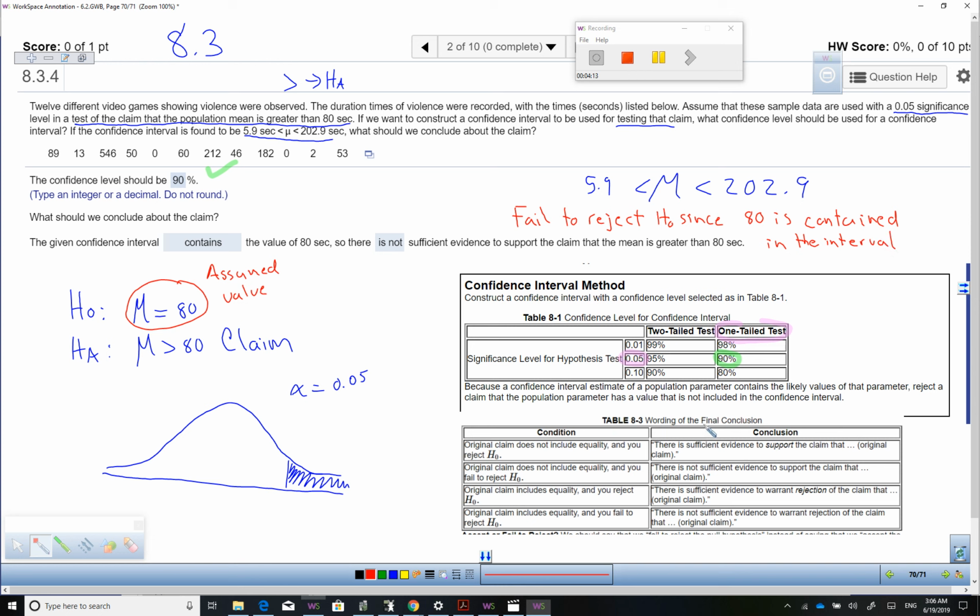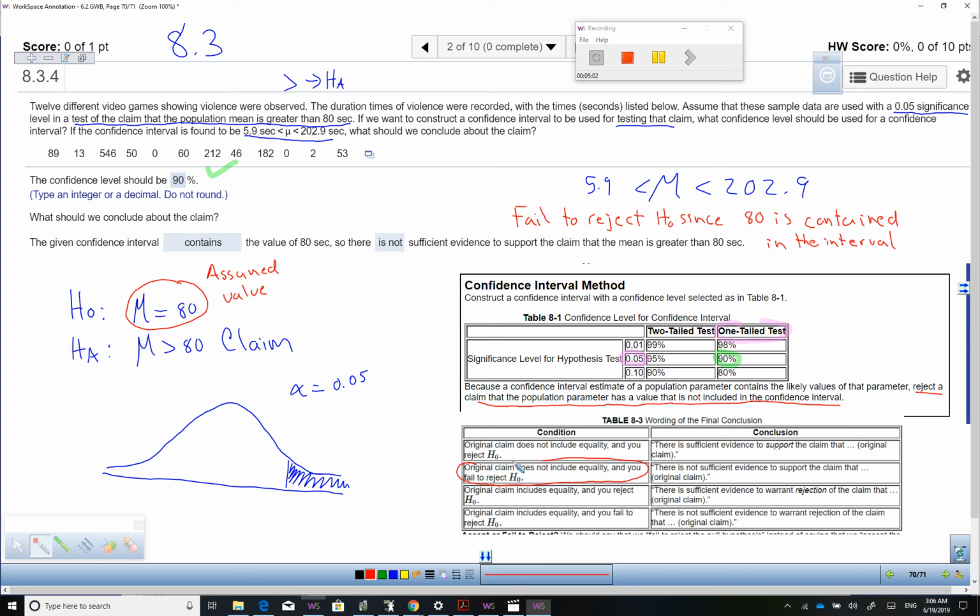Okay, it says right here, you reject a claim that the population parameter has a value that is not included in the confidence interval. So in this case, since that 80 is in this interval, we fail to reject. So remember we need that part. We fail to reject, and the original claim in this case does not include equality. So the original claim does not include equality, and this is our situation. And you reject, no, we did fail to reject, so it's this one right here.